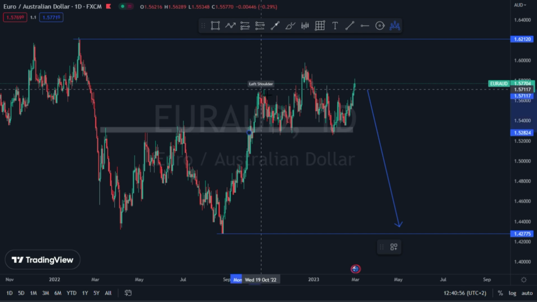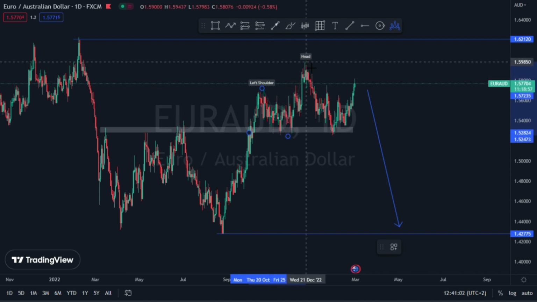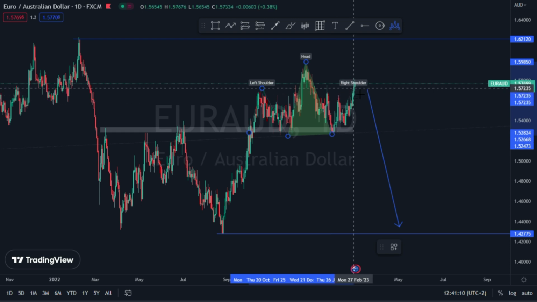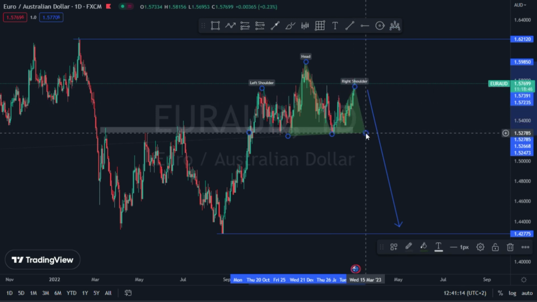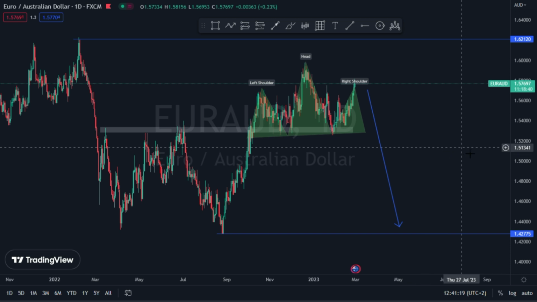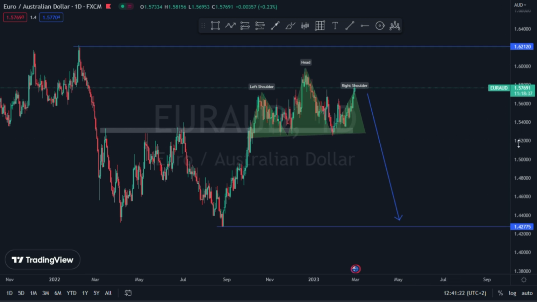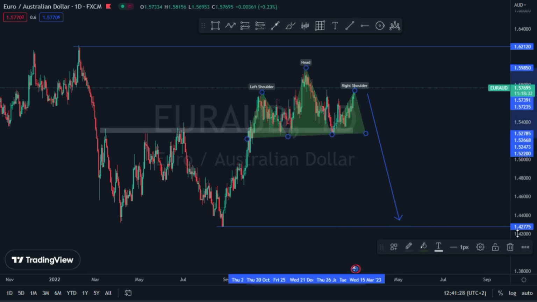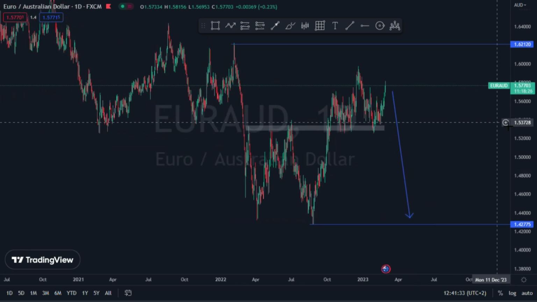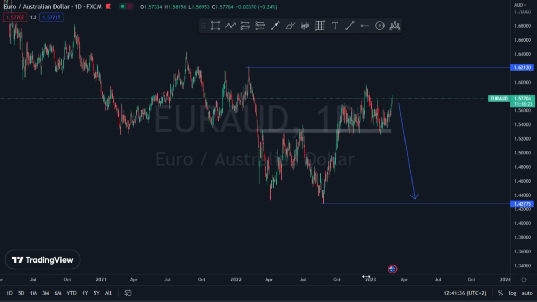So this was gonna be our left shoulder, this was gonna be our head, and this was probably gonna be our right shoulder, right? This was gonna be our right shoulder. But now the market has failed to give us the confirmation that this head and shoulders pattern exists. Now that it does not exist, we have to find another structure which the market has just presented.